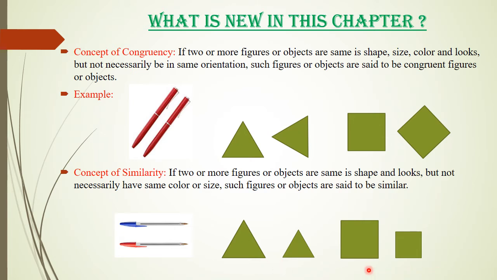Similarly, if I consider here two squares, second square is smaller than the first square, but their shape and looks are going to be very similar. Therefore we can consider these two squares as an example of similar figures.